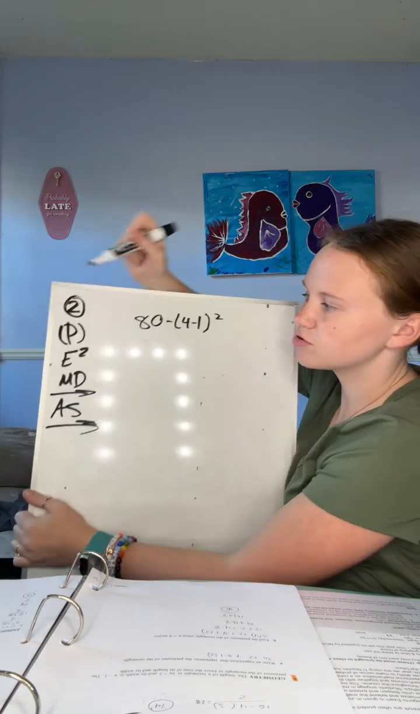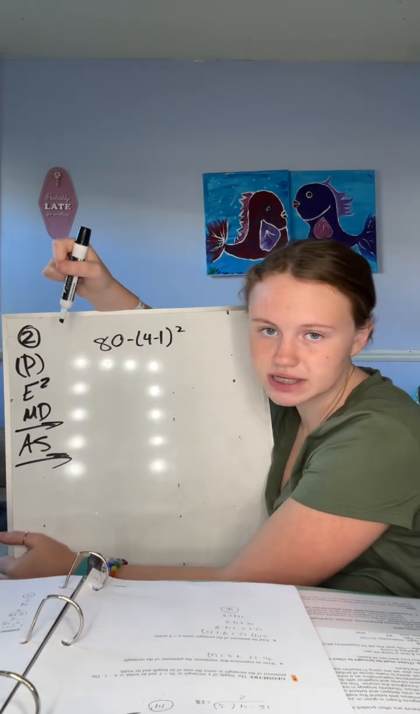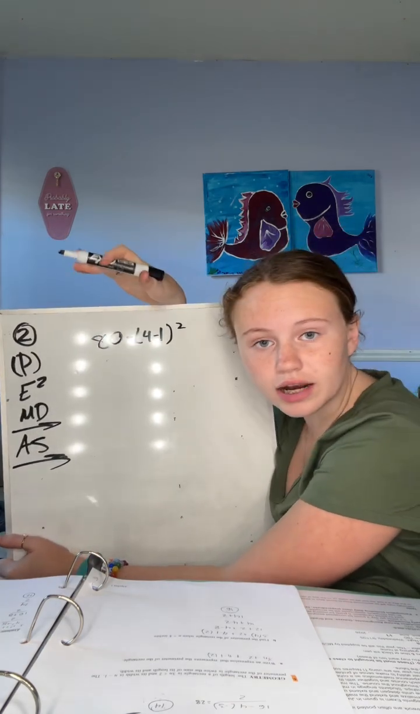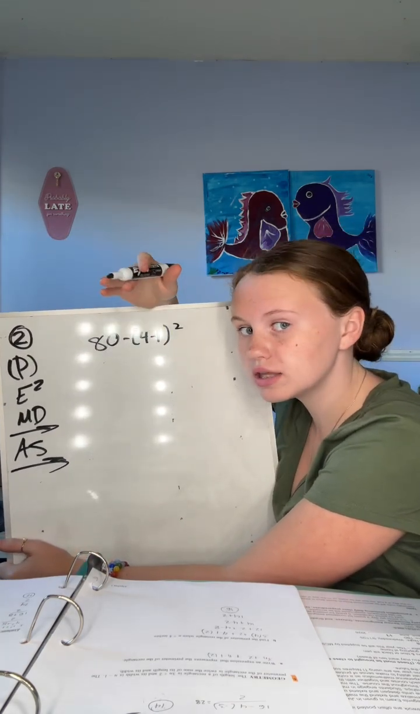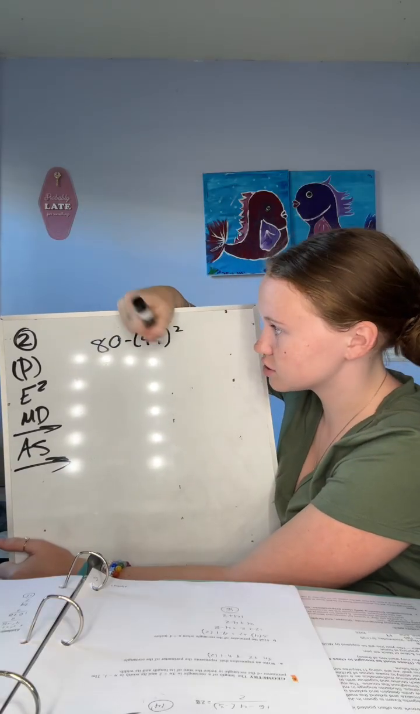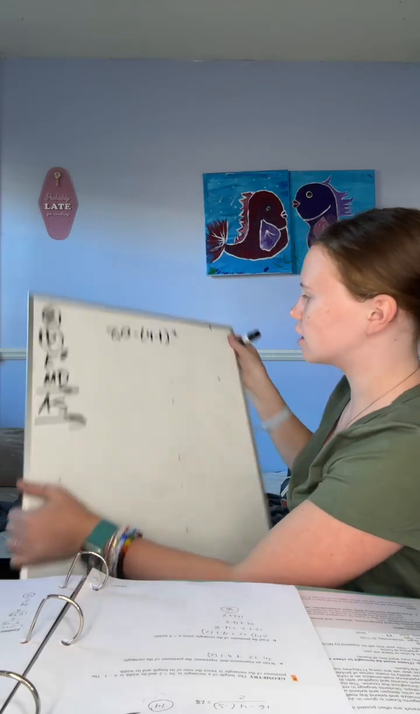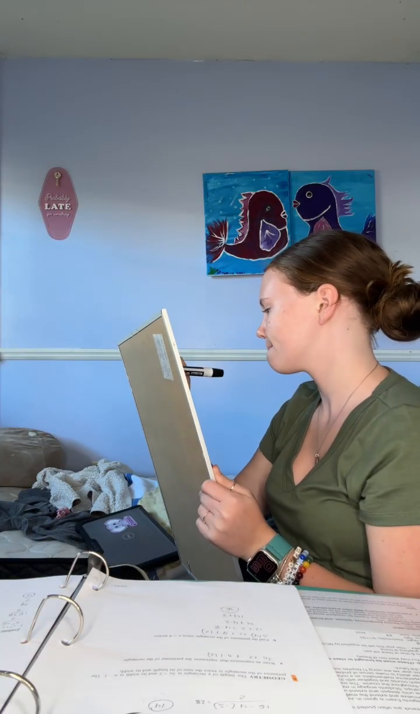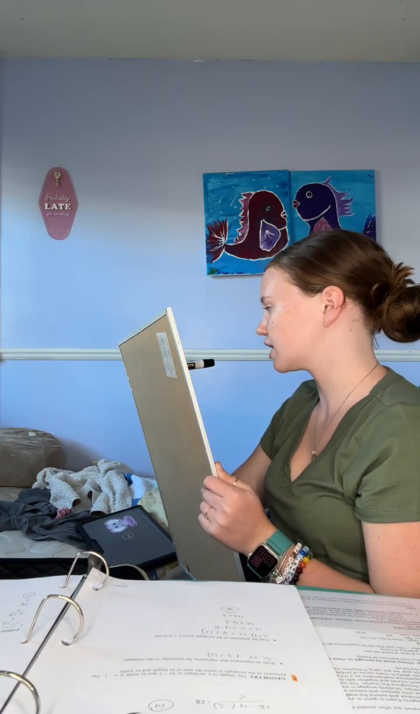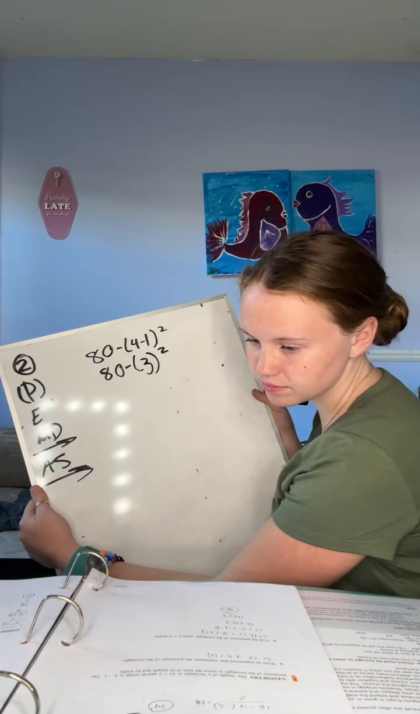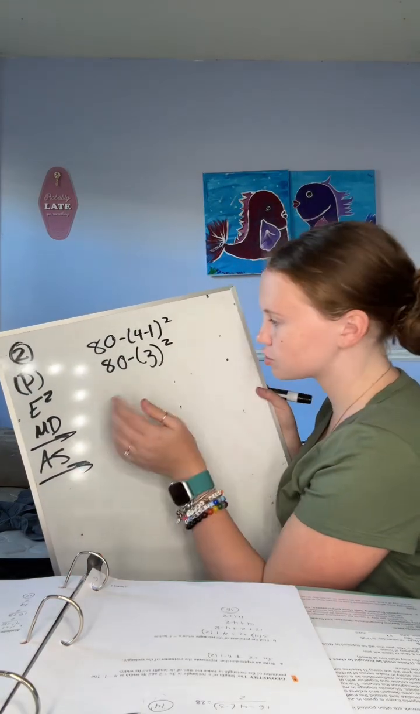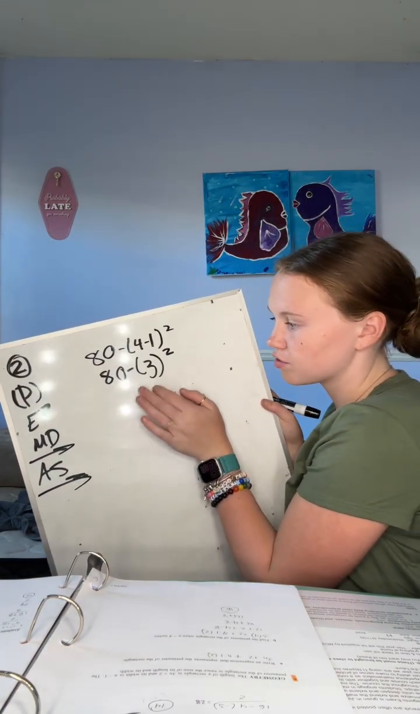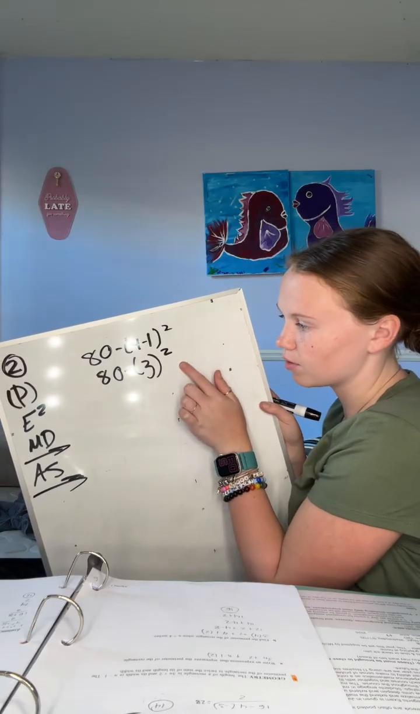So first thing I'm going to do is I'm going to look, do I have any parentheses? I do. Is there any action going on inside those parentheses? Yes, there's subtraction. So I'm going to start by doing that. So 4 minus 1 is pretty simple. I'm going to keep it in parentheses. So now I have 80 minus 3 in parentheses to the second power.